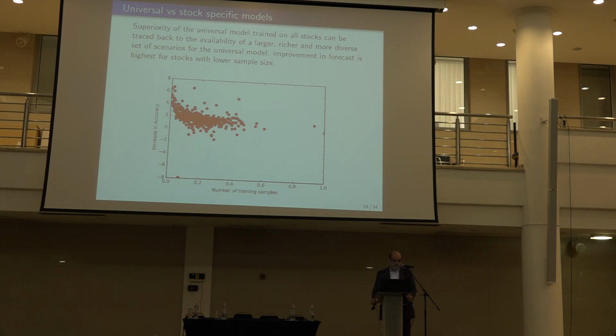So if you now look at the increase in accuracy versus the sample size available for that stock, you see that it's a pure data size issue. So stocks for which their own data set is small, when you pool all the stocks together, obviously you're going to get much larger sample size and much more diverse set of scenarios. That's where you get the highest improvement. It can go up to 6-8%. Stocks where they initially had a long and very diverse data set of histories, you barely improve when you add, because they already have a large data set. So it's really a data size issue.